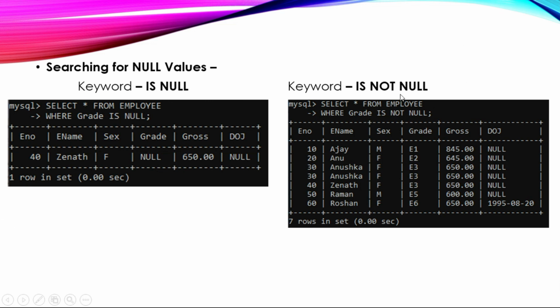Second is not null. Is not null means what? जिनका grade null नहीं है. Where grade is not null. जिनका grade null नहीं है, all the values will be displayed. Here you can see the grades are specified. So here is how to search for null values and non-null values.